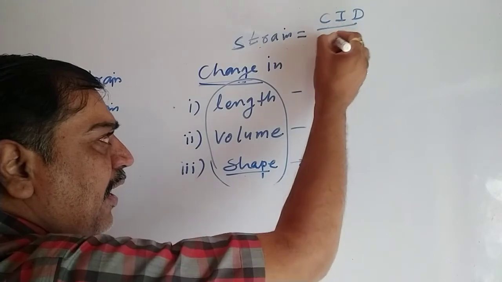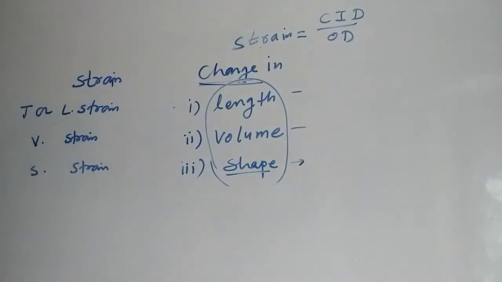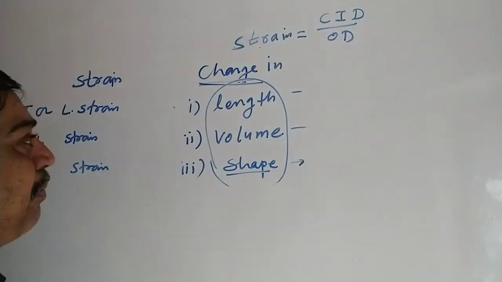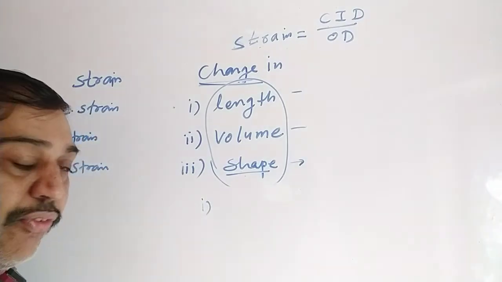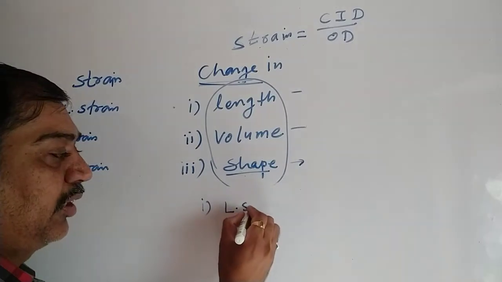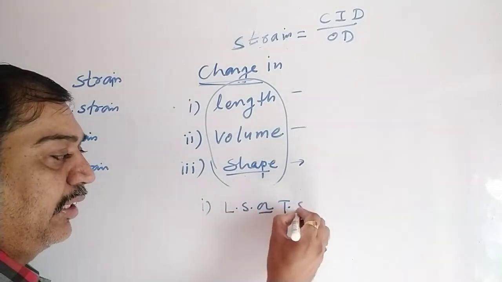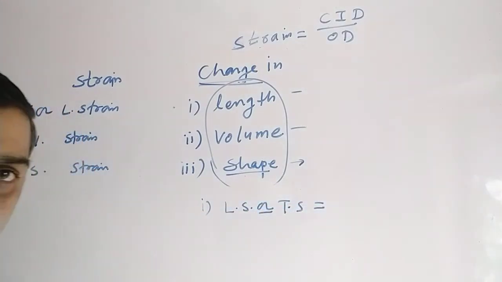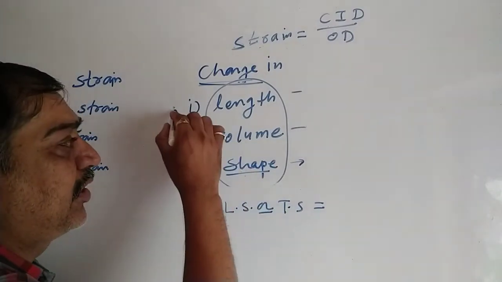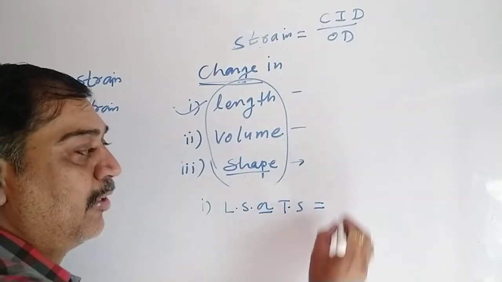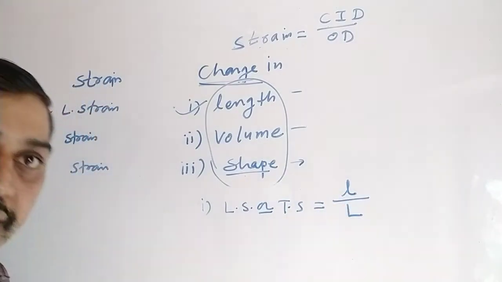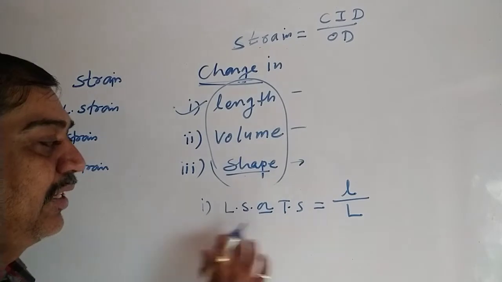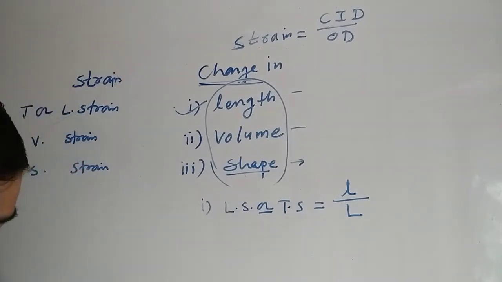Strain is change in dimension divided by original dimension. First we will see the types of strain. What is the first type? Longitudinal strain or tensile strain. It equals change in dimension divided by original dimension. What is changing? Length is changing. So change in length is small l, original length is capital L that we have seen initially. Then this is said to be longitudinal strain, or sometimes tensile strain.